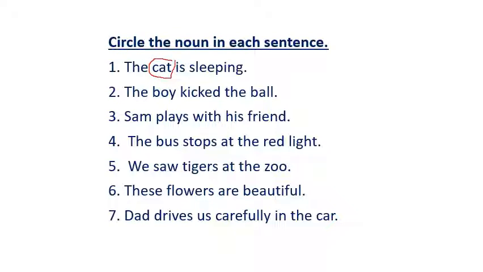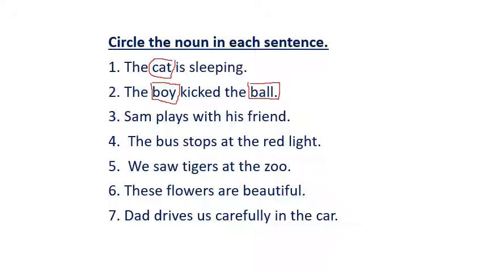Now, good. Number two. The boy kicked the ball. What is a noun here? The boy kicked the ball. Bravo. Boy is a noun. And there's one more noun in the sentence. What is this? Good, children. Ball. Ball is a thing. So you will. Good.